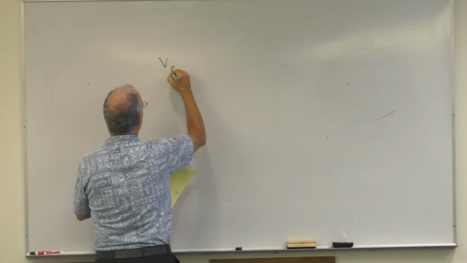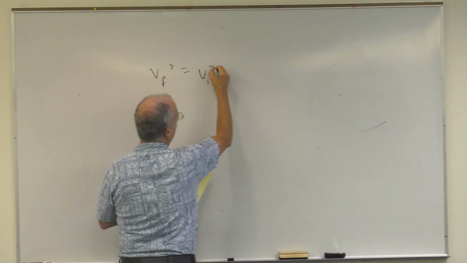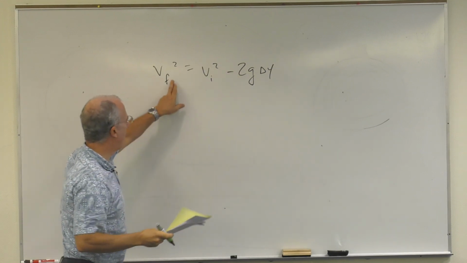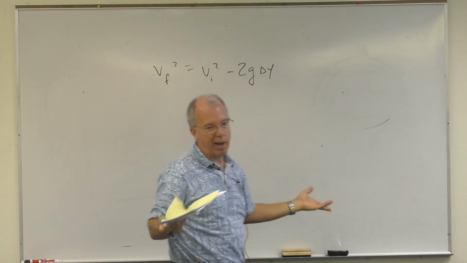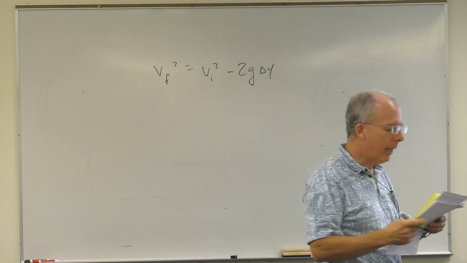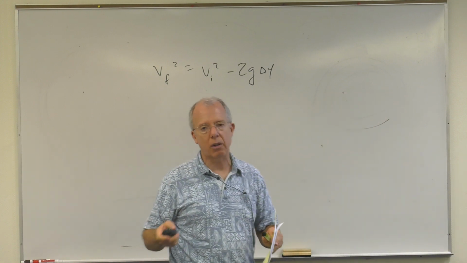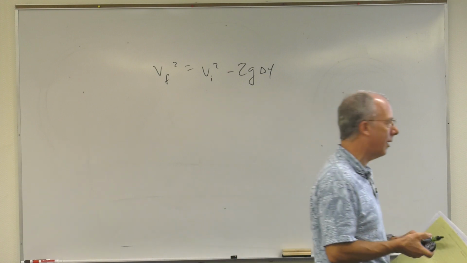So v final squared equals v initial squared minus 2g delta y. I didn't bother writing the y and the y because I know it's a y, so why bother? Okay, now go back to this. By the way, I'm going to do these things the long way. After a while, you'll start taking shortcuts.